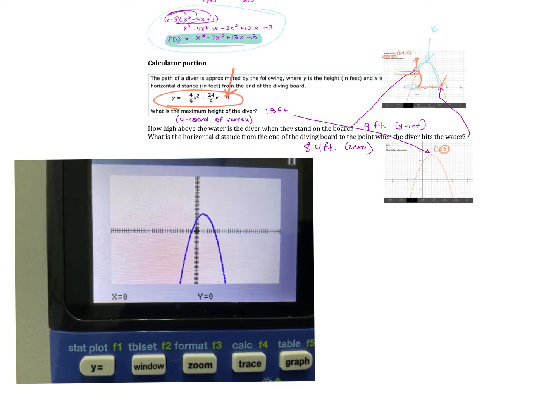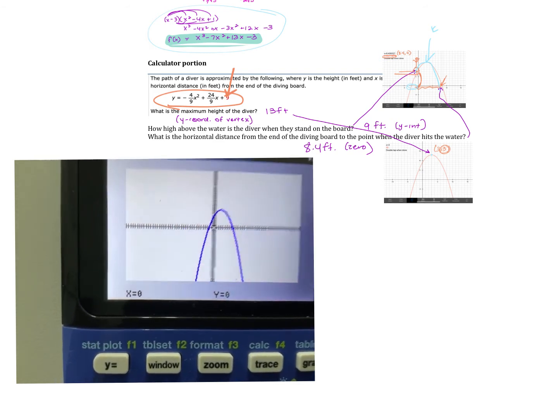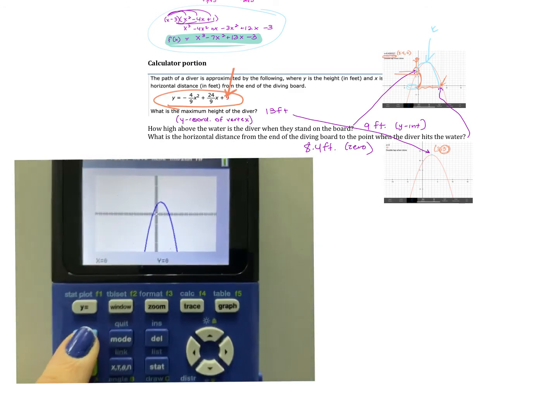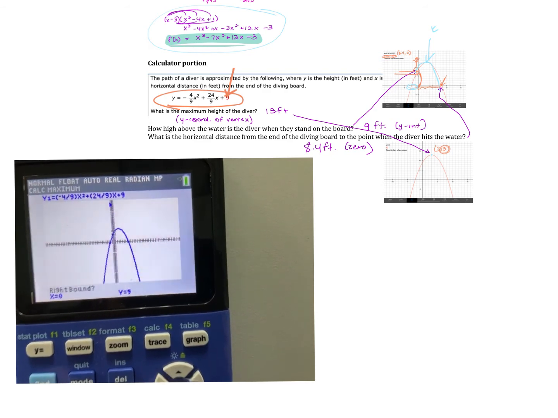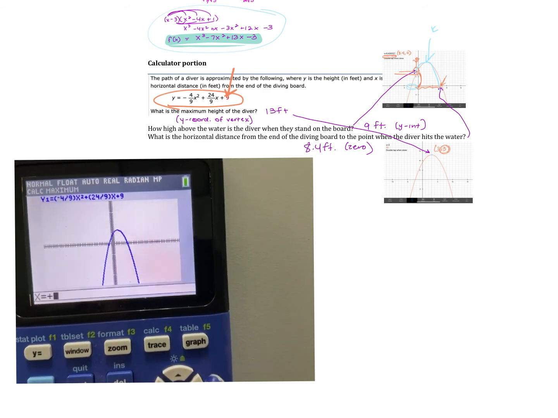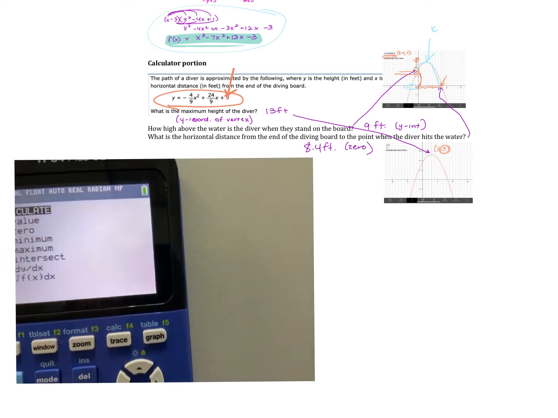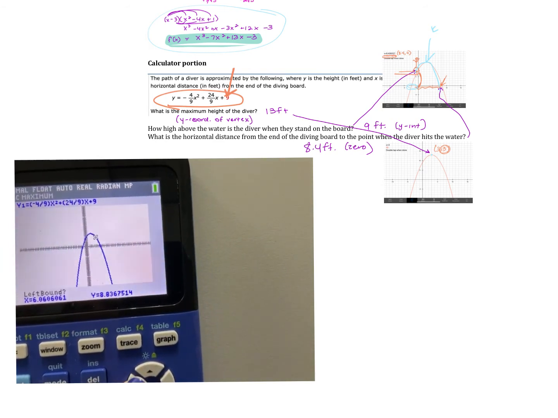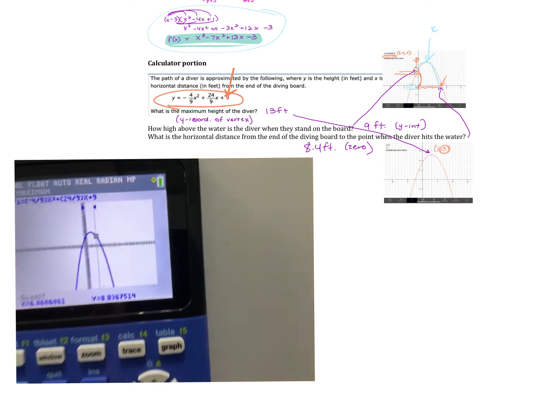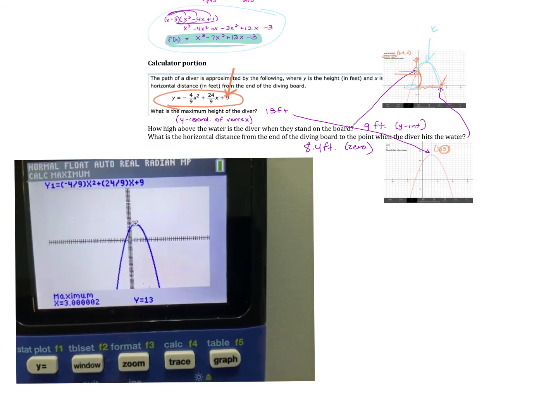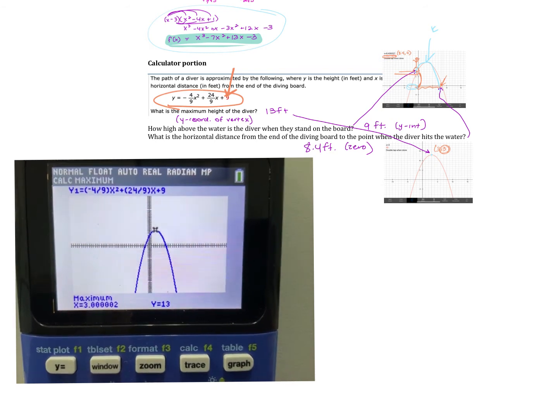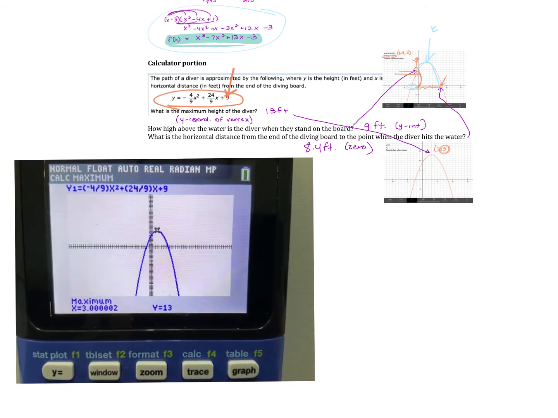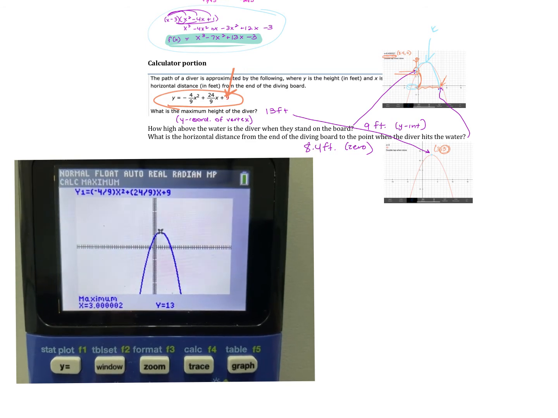So the first one says, what's the maximum height of the diver? That's the maximum height, which is your K coordinate of your vertex. So if I want to get that, I go second trace, I go max. I'm left of it already, then I have to go right of it. Left, right, and it's going to bring you to that coordinate point, which is that 3, 13. I know the 3 would be how far from the diving board it hits its max. That would be 3 feet. But what is the max is the K, which is 13.